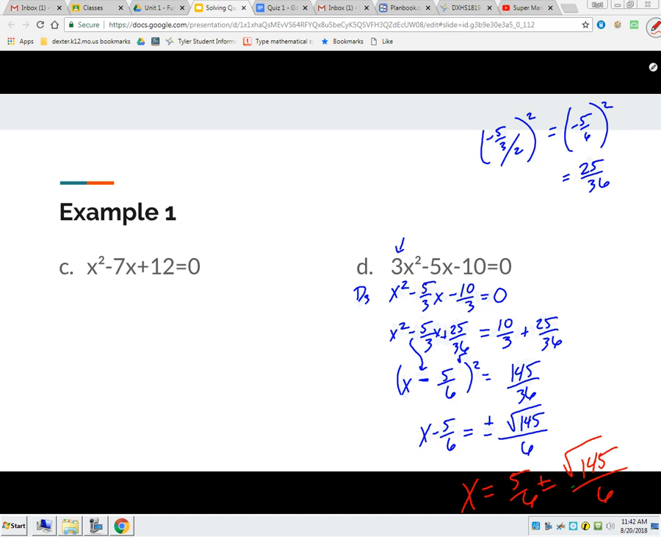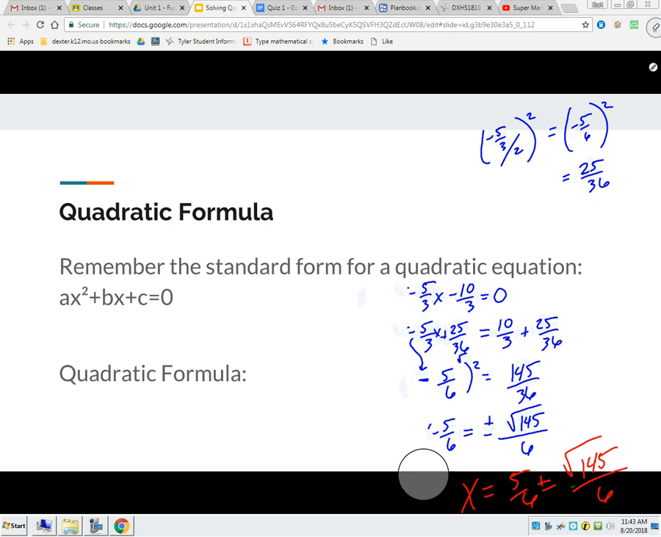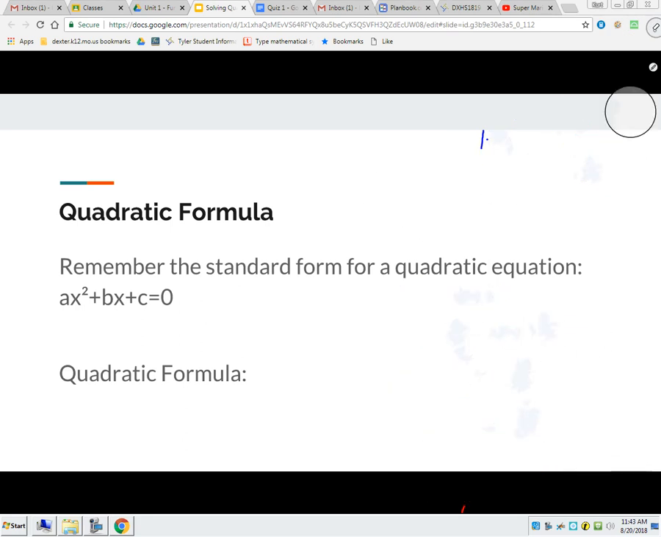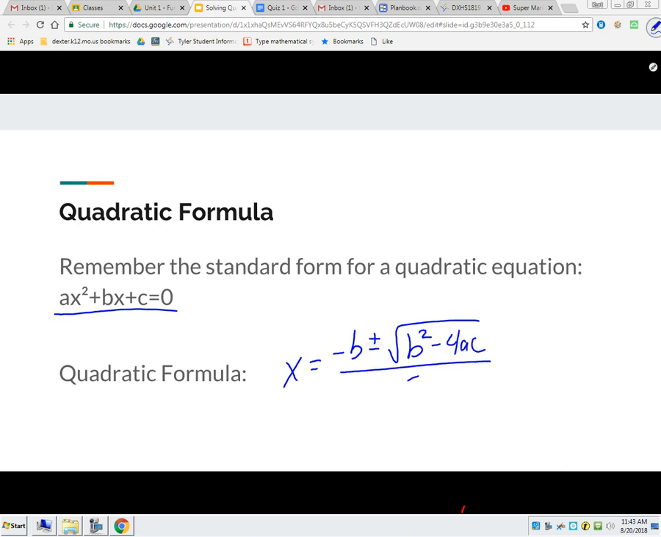Would I work a problem like this using completing the square? Probably not. I would probably go to the quadratic formula. Just a review for your quadratic formula. Remember that everything's in the form ax squared plus bx plus c equals 0. So I want to get it into this factoring form. And whether it factors or not, I can always find out what x is by just plugging that a, b, and c into the quadratic formula. And if I simplify this using my order of operations, it will tell me what x is every time.